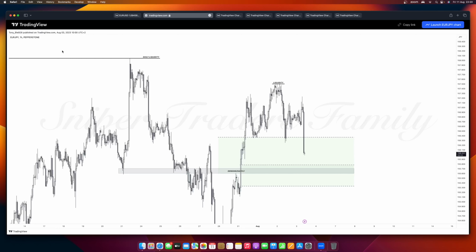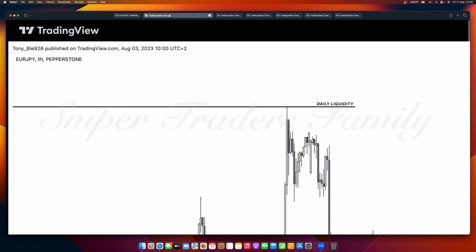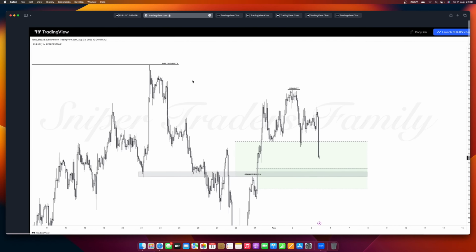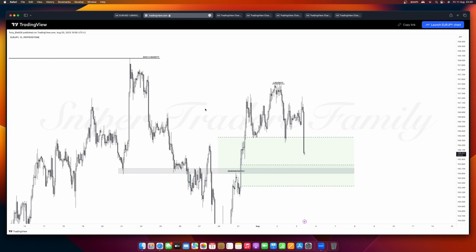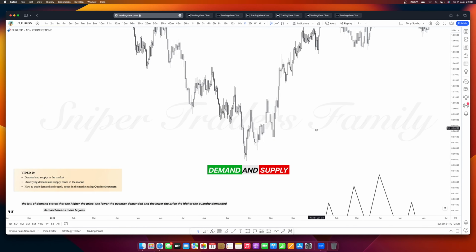That's about 8 days ago. So this is Euro JPY, as you can see. Euro JPY, April 3rd, 10 a.m. in the morning. So I actually saw this before it played out. So now let's go to Euro JPY. Okay, I'm just going to head over to Euro JPY.